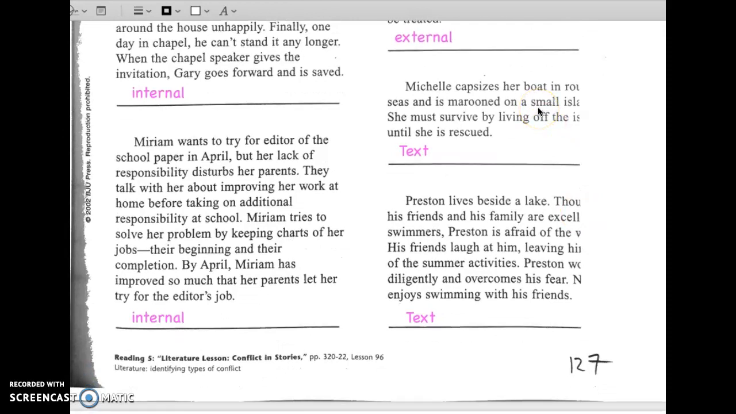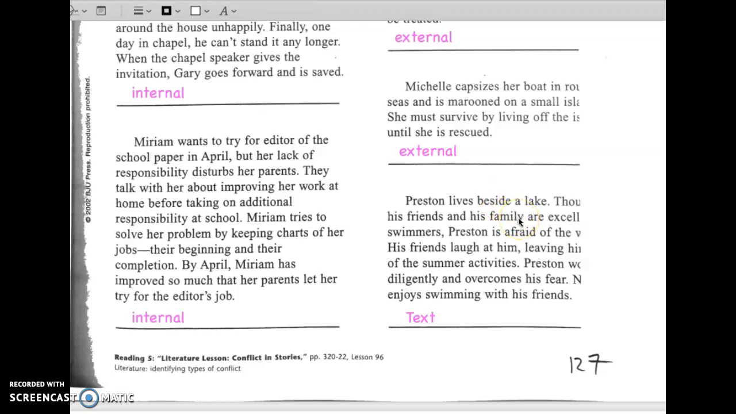Michelle capsizes her boat in rough seas and is marooned on a small island. So she's stuck in a small island. She must survive by living off the island until she's rescued. External, this is something that's happening outside herself. She has to survive outside using all the different tools, etc.